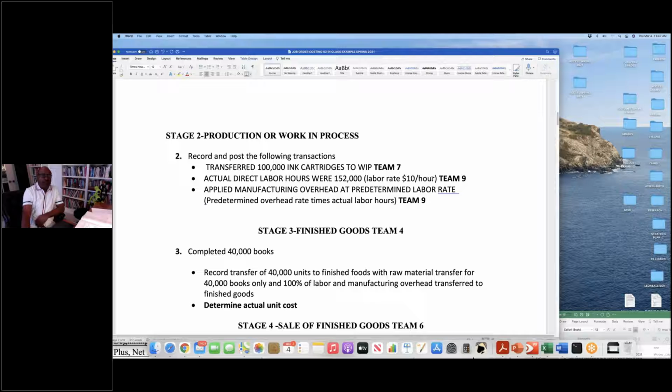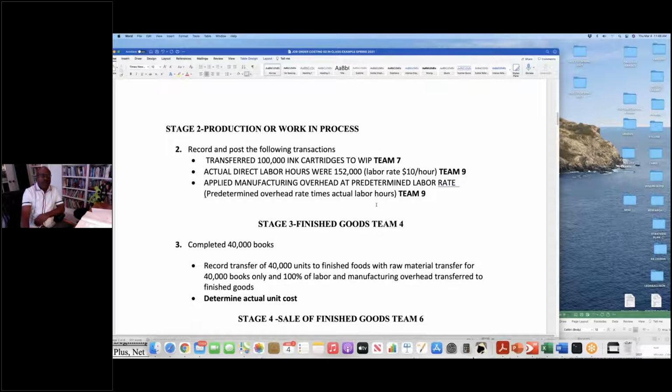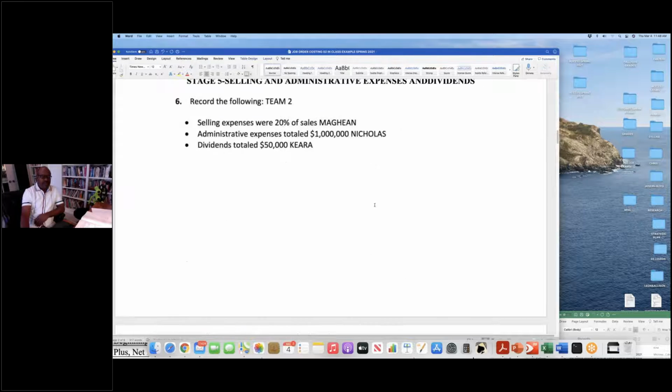Now we're on stage 2. And in stage 2, we transfer 100,000 ink cartridges to work in process. Our actual labor hours were 152,000, at $10 an hour. And then we applied the manufacturing overhead at the predetermined overhead rate, so predetermined rate of POR. Okay, so can I get these entries?